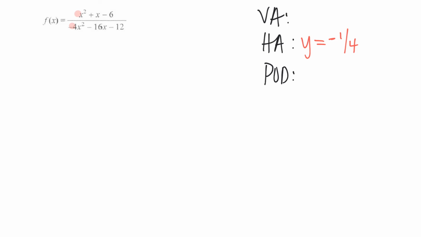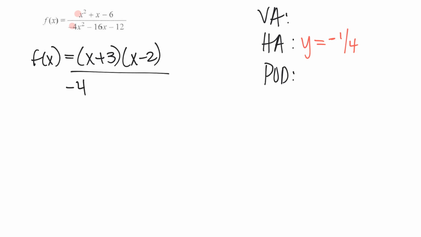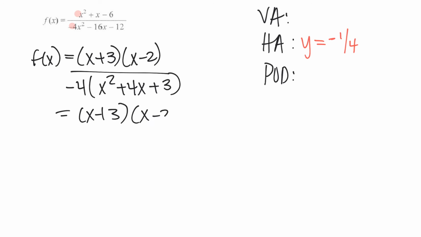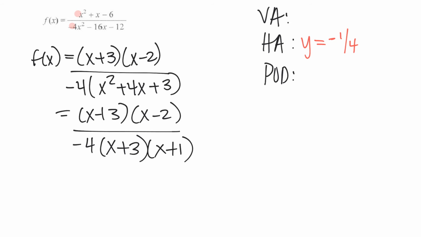So in order to find my VA and my POD, I have to factor. So I'm going to factor out a GCF of negative 4 first. So then I have x plus 3, x minus 2, okay? So then the question becomes, do I have a POD? And I do here. And then I still have this term that will be a vertical asymptote.